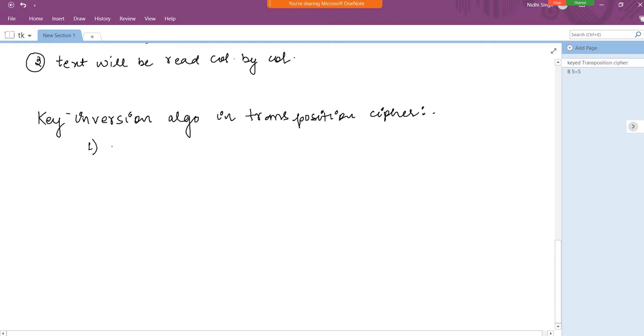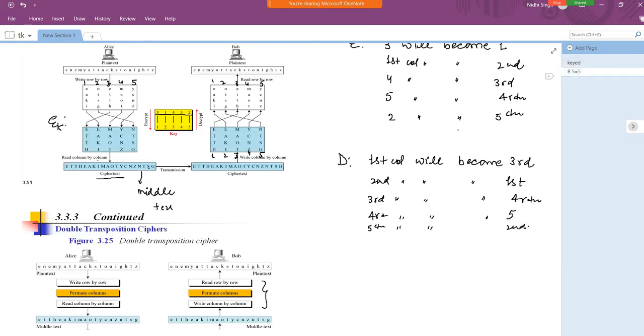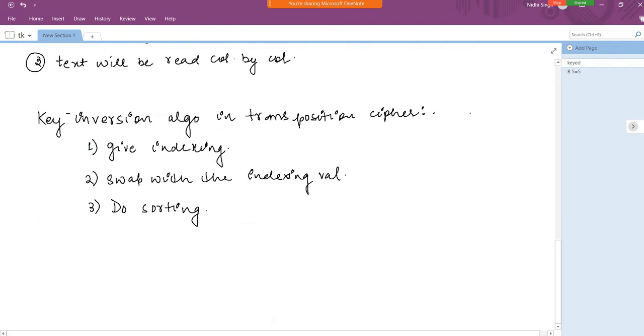The first step is you have to first give the indexing to the encryption key. The second one is swap with the indexing value. And the third one is do sorting. So I am taking the same example, that is the encryption key is 31452. In order to better understand the key inversion process, I am taking the same example.